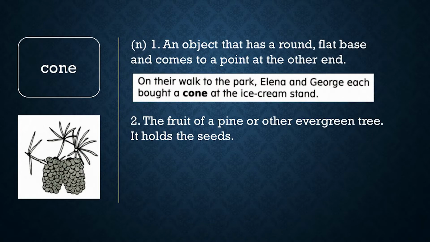Cone. Say cone. Cone has two meanings. A cone is an object that has a round, flat base and comes to a point at the other end. On their walk to the park, Elena and George each bought a cone at the ice cream stand.